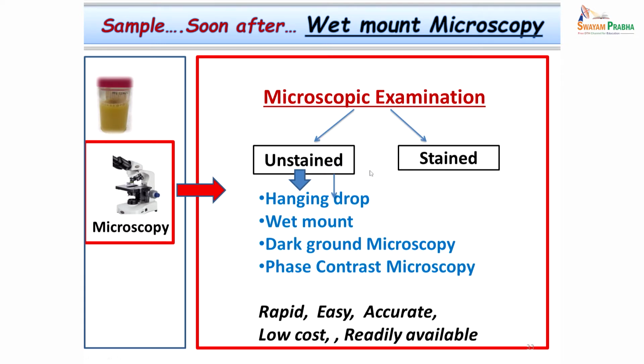In microscopic examination, we have two different steps. One, we can do it without subjecting the sample to any staining techniques, which includes examination for motility, that is a hanging drop preparation. This is important for examining cholera stool samples, with which we can reach the diagnosis within a few minutes. Then the wet mount preparation, which we do in the case of urine, CSF and other specimens. Dark ground microscopy and phase contrast microscopy also come under unstained preparations. This type of examination is quite easy, rapid, and it also gives us a lot of clues for laboratory diagnosis.